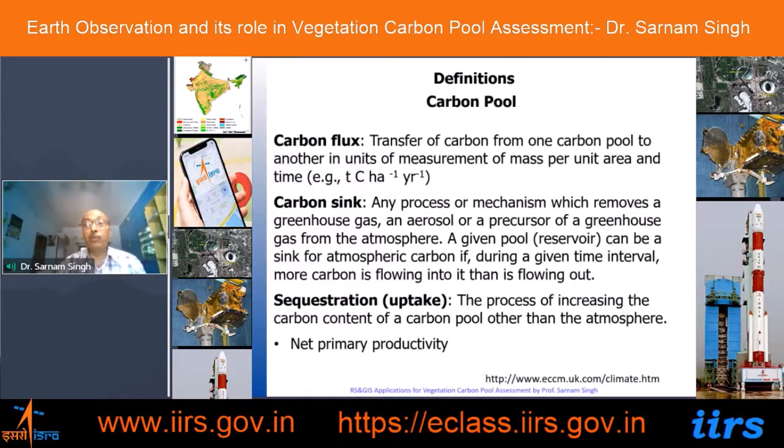Because there are two ecosystems which are very important on the earth. One is the terrestrial ecosystem. In the terrestrial ecosystem, vegetation plays a more important role. In vegetation, trees play a more important role.